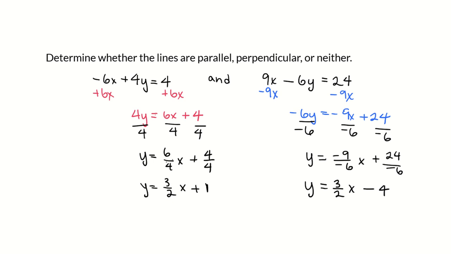Looking at the slopes, we have 3/2 and 3/2. Since it's the same slope, that means that our lines are parallel.